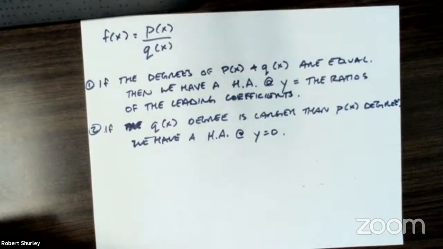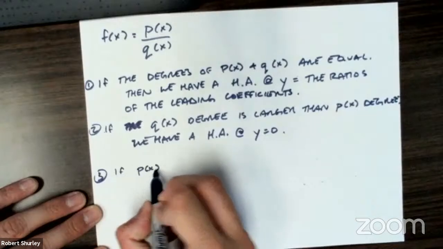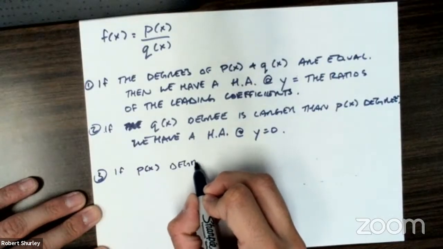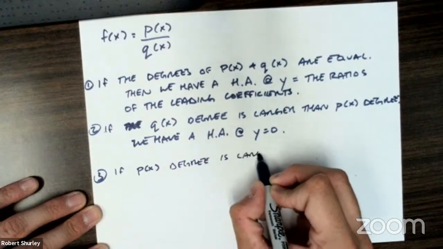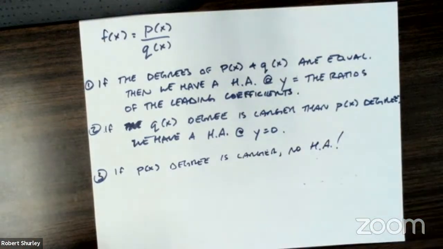Now, the third thing that can happen, of course, is what if the numerator is larger? If P of x's degree is larger, this is the easy one. No horizontal asymptote. If the numerator degree is larger, we just have no horizontal asymptote, and that's okay. Questions, comments, concerns? We just need to see what's going on here.